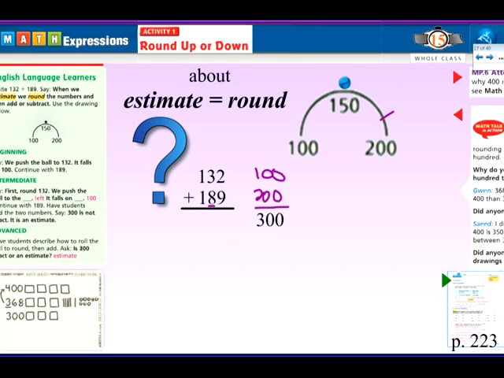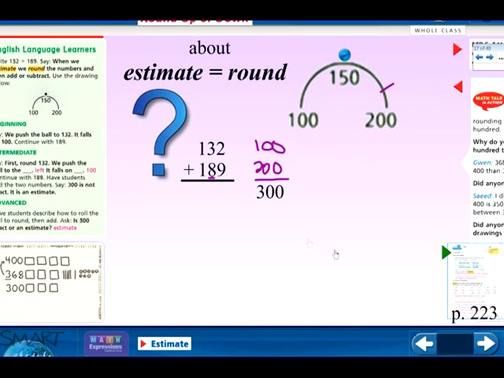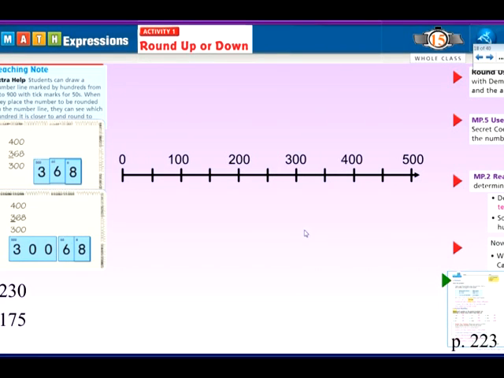Okay? Another thing I wanted to show you is a number line. Now, if we looked at 368 and we wanted to find it on a number line, we'd find 300. And what's halfway between 300 and 400? 350. 368 is right in there somewhere. 368 would be about there. Well, we can use that to add these two numbers.